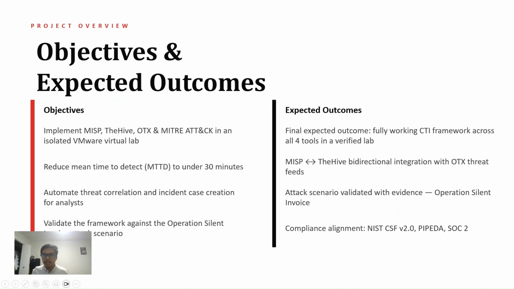Here are the objectives and what we expect to deliver at the end of this project. Our objectives are: implement four key tools, MISP, TheHive, AlienVault OTX, and MITRE ATT&CK, in an isolated VMware virtual lab; reduce MapleGuard's mean time to detect threats to under 30 minutes; automate threat correlation so that when a threat indicator is matched, an incident case is created automatically; and validate the entire framework against a real scenario that we designed, which is called Operation Silent Invoice.